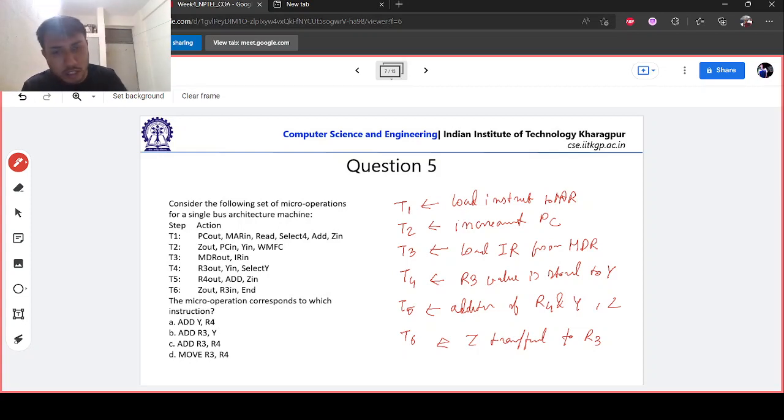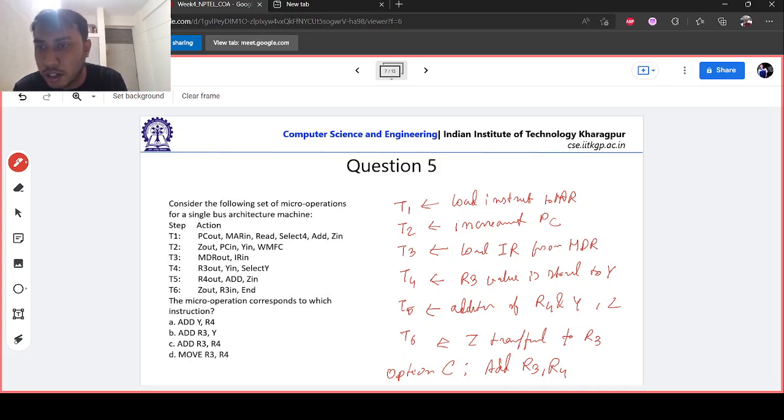So the correct answer is option C, that is add R3 R4. So I will again repeat. So these are basically timing signals. So if you can see that MAR in, PC out, these are all things. Whenever you see in, that means the value is getting stored there, and out is from where the value is getting stored, it is being transferred.